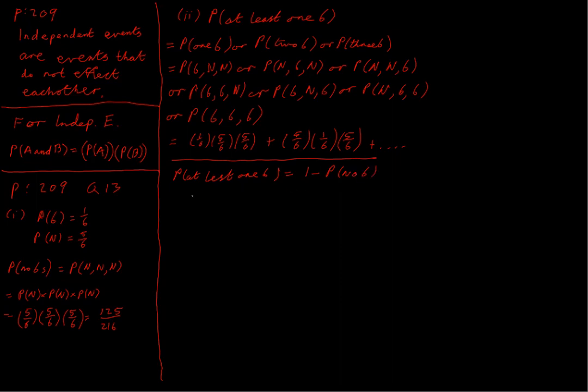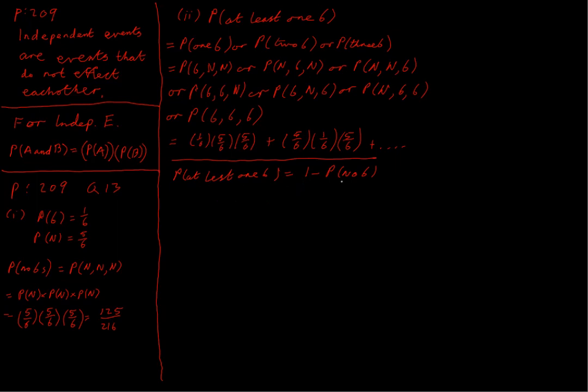Now, hopefully we're all happy with the logic of that. 1 is the total probability of all of our different outcomes added up. So we can either get at least one 6 or we could get no 6. They're opposites of each other. So either this happens or this happens. That means if we added the probability of getting no 6s to the probability of getting at least one 6, we've covered every possible outcome, so that would have to add up to 1.